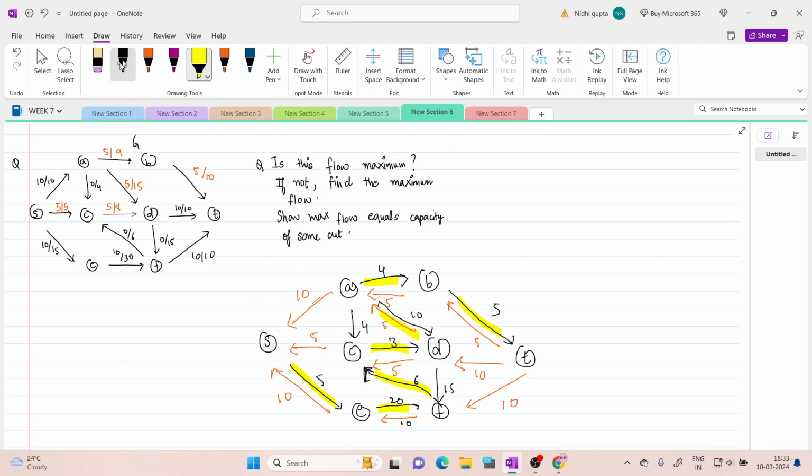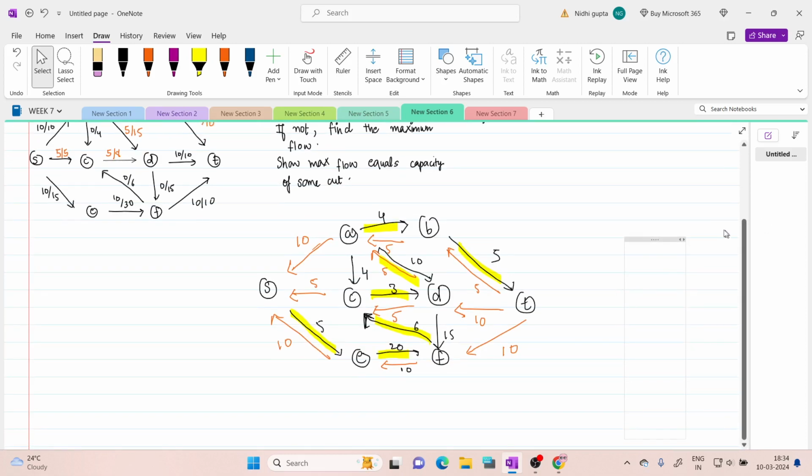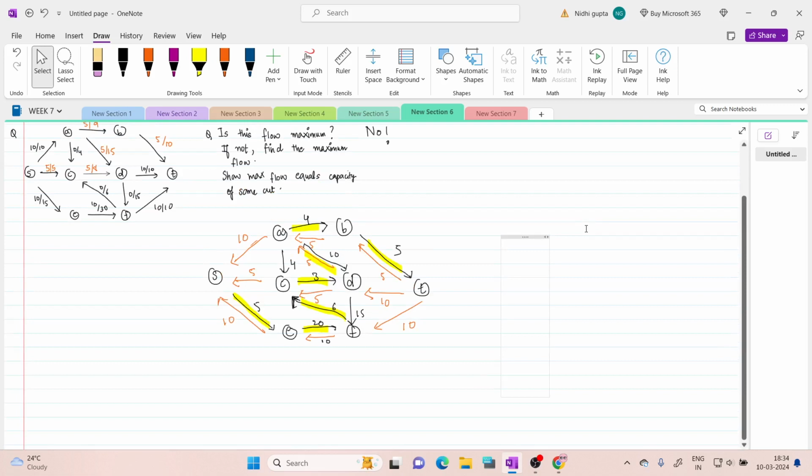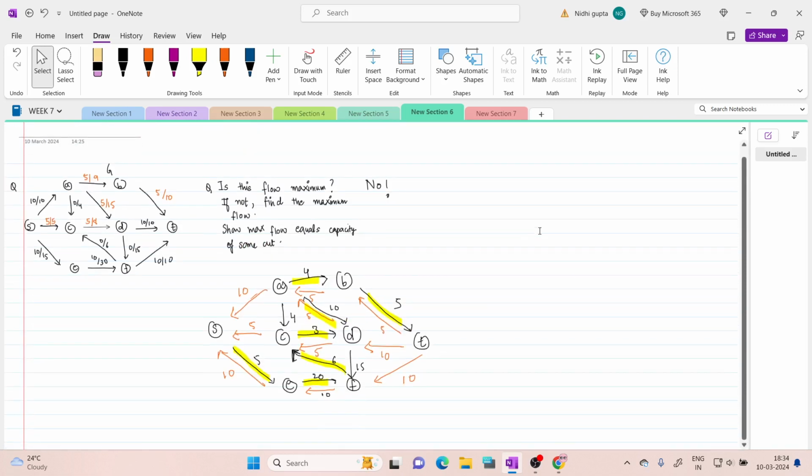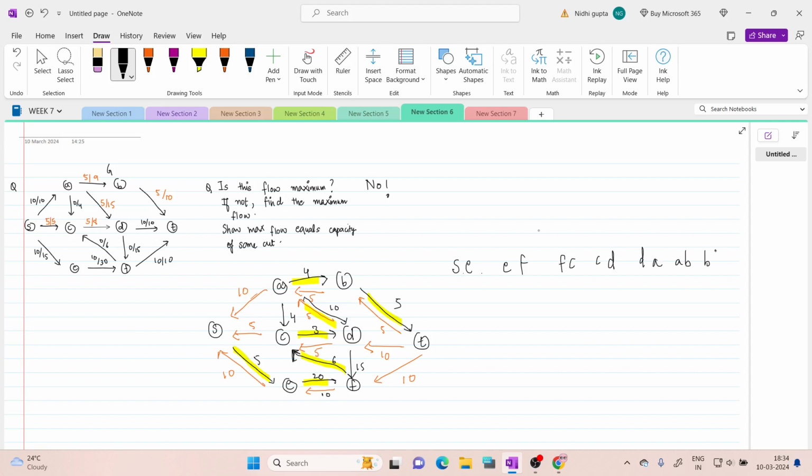So the first part of the question is: is this flow maximum? No. If not, find the maximum flow. How will we find the maximum flow? See the capacities of the path. This is an augmenting path, and we'll find the path capacity of this augmenting path. This augmenting path is SE, EF, FC, CD, DA, AB, and BT.